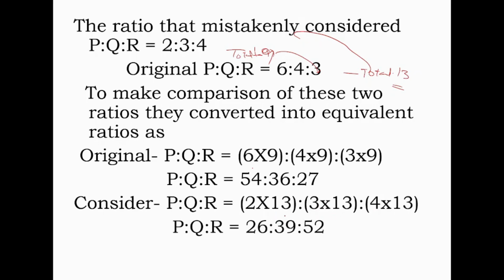Who gained here? Originally P has to get 54 parts, but here only 26 parts. So he loses. And Q, for 36, he gets 39. So he gained. So Q is gained, sorry, not P. And finally R originally must get only 27, but here he got 52. So R is also gained. So both Q and R gained in this transaction.